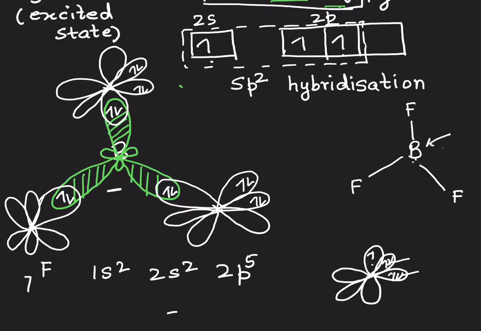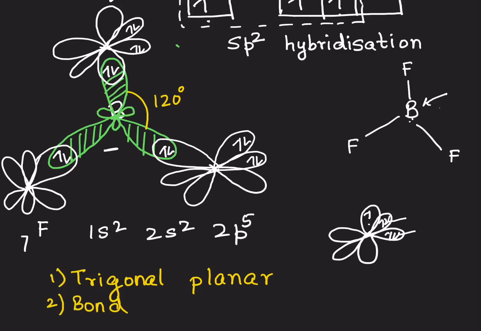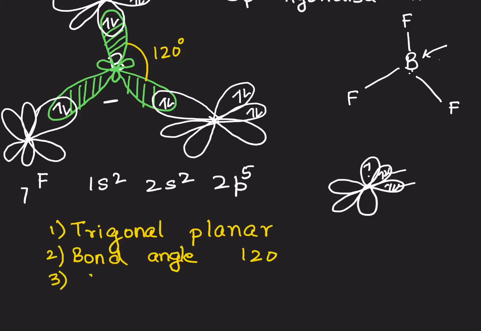Bond angle. Now here's a bond, here's a bond. The angle between them is what makes up a bond angle, and in this case how much is it? Very correct. That bond angle is 120 degrees. What is the shape? We are going to write the shape as trigonal planar. Are you noting all of this down? So we have trigonal planar shape, bond angle is 120 degrees. The type of hybridization is sp2.